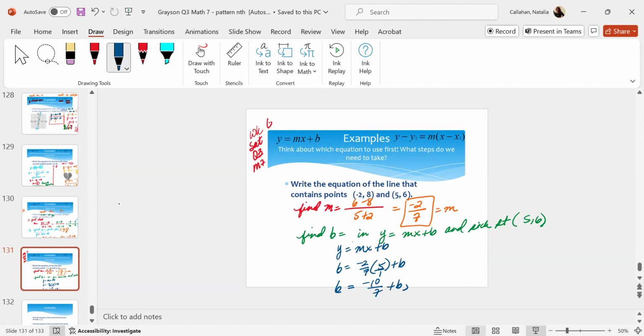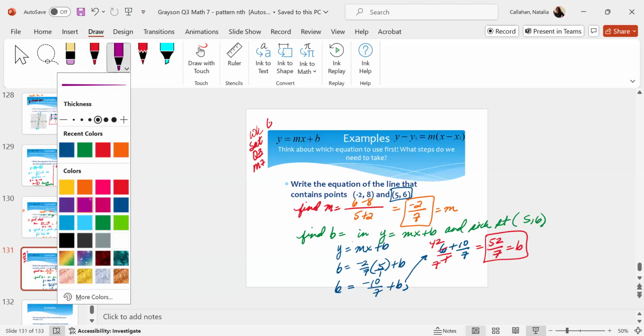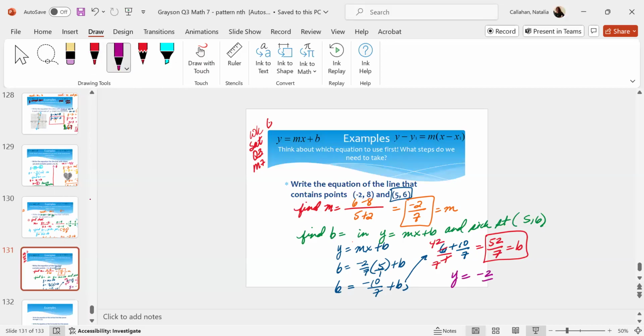But I picked this one because it's positive numbers. Okay. So anyways, it'll be 6 plus 10 over 7, which is a 1 here, make that a 7. That'll be a 42, which is 52 over 7 equals b. That's what I got. So my equation here would be y equals -2 over 7x plus 52 over 7. That's my equation.